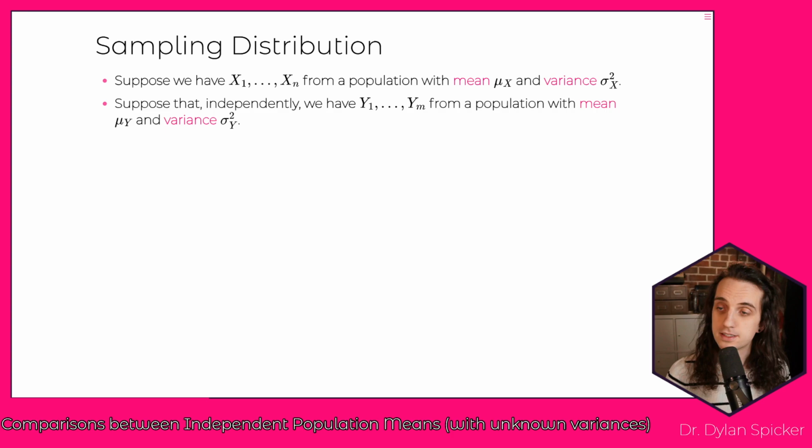And so a couple of things to note here. First, we can have different sample sizes here, n versus m. Second, we are interested in comparing mu x and mu y. That's our primary interest. But in general, we're going to allow these variances to be different from one another, but also to be unknown, right? So we're not going to know sigma x squared or sigma y squared.